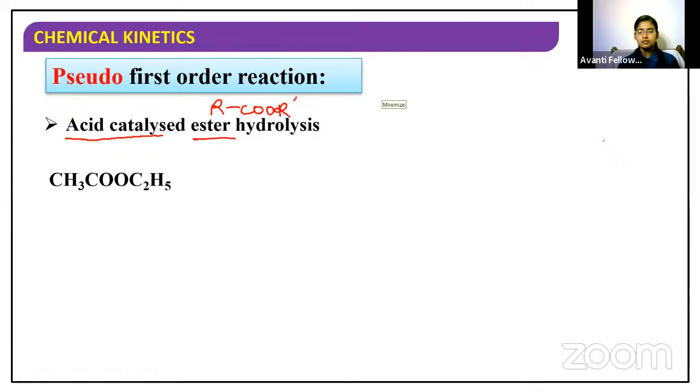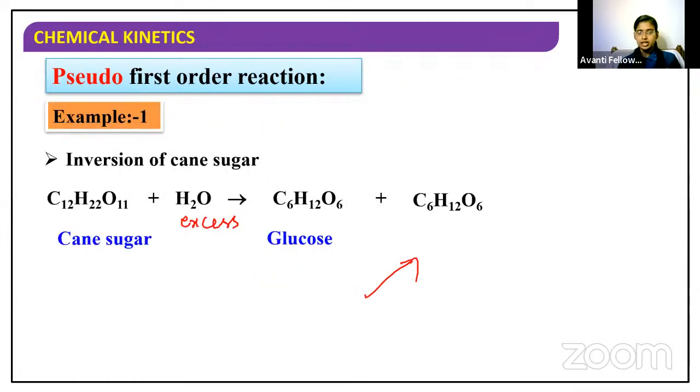You want to write the definition for pseudo first order reaction? Okay, my dear, I'll show you the slide. You can take that down.